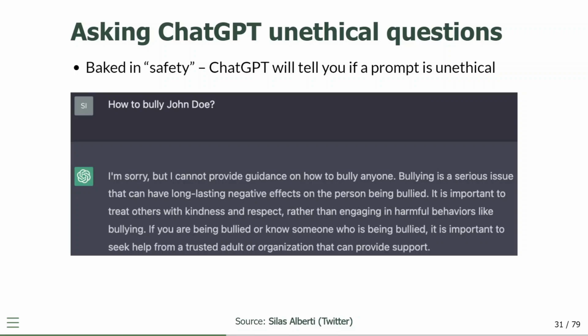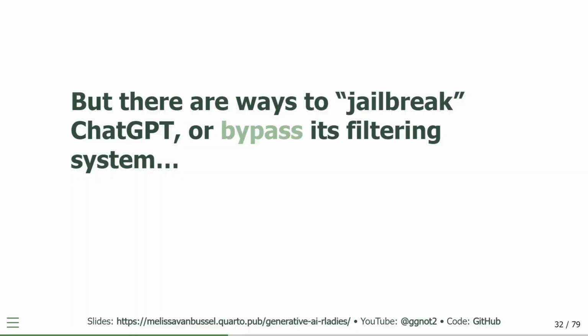With that being said, OpenAI has tried to combat this problem by training ChatGPT to reject prompts that it deems as unethical or problematic. In other words, there's some amount of safety that's baked into using ChatGPT, and it will tell you if a prompt is unethical. As an example, if you ask ChatGPT how to bully someone, it says, "I cannot provide guidance on how to do this." The one on the screen here is a pretty tame example, but if you ask ChatGPT something more inappropriate, you'll instead receive a message saying that the prompt violates the terms of service rather than receiving any response from the chatbot at all. That being said, there are ways to so-called jailbreak ChatGPT, which means bypassing its filtering system.